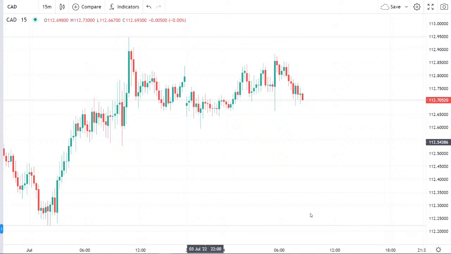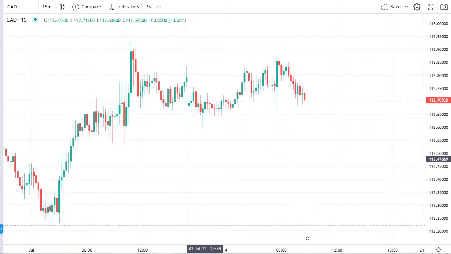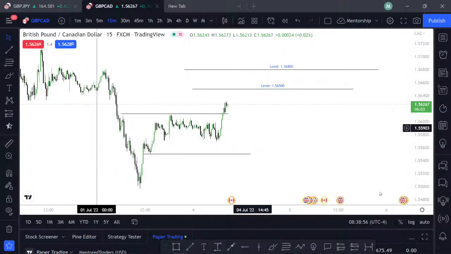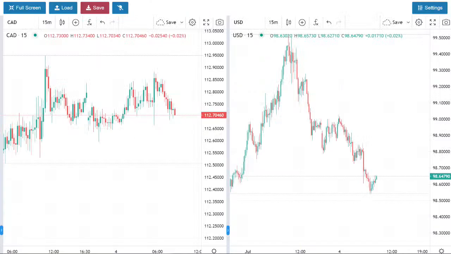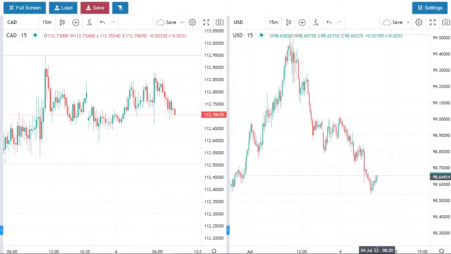Entries on institutional levels only. You're only using your institutional levels for entries. You're not going to do what you think is right for you, but only use institutional levels. On CAD USD, the dollar is trying to buy and the Canadian dollar is trying to drop.